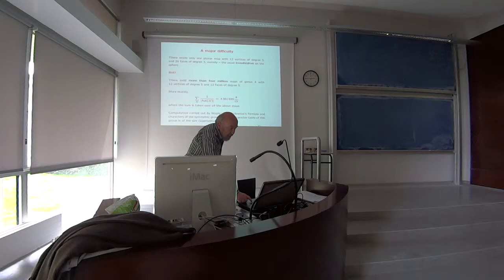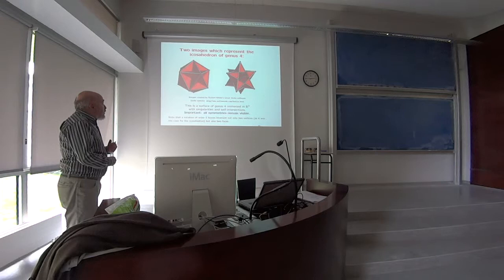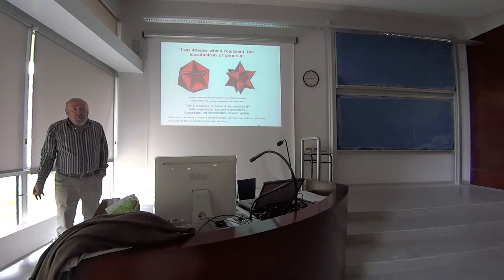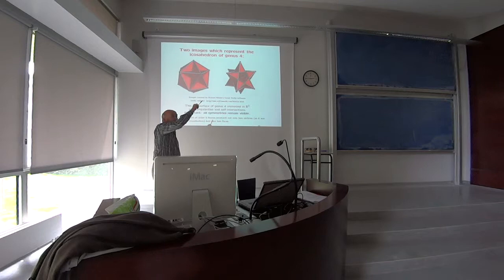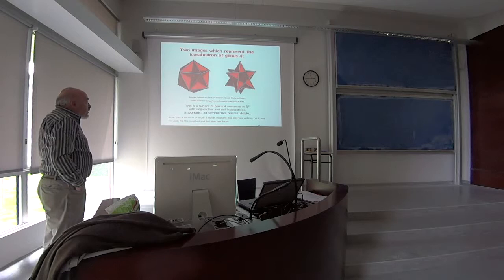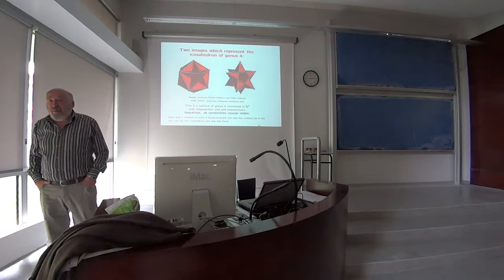Okay, however, these two pictures, I prefer the right one. These two pictures show our face and our graph. So you may believe me or not, but this picture on the right, by the way, in our coffee room, there is a figure like that. It is called usually small stellated dodecahedron. So this is the surface of genus 4, which is immersed, not embedded, but immersed with the self-intersections in our space of dimension 3.